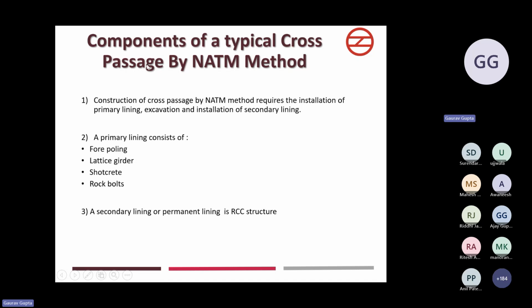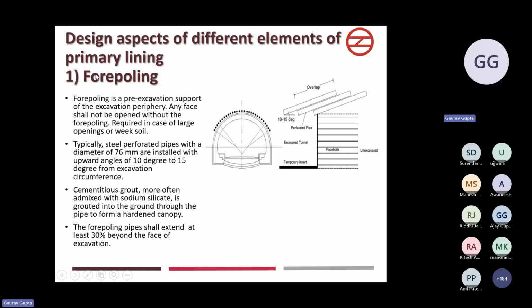Now, what are the components of a typical cross passage by the NATM method? Construction of a cross passage by the NATM method requires the installation of primary lining, excavation, and installation of secondary lining. Primary lining consists of forepoling, lattice girder, shotcrete, and rock bolts, and secondary lining is a permanent lining, which is an RCC structure. So first we will move to what is forepoling. Forepoling, as in the diagram you can see, is basically a support system for the excavation of the face of the tunnel or a cross passage.